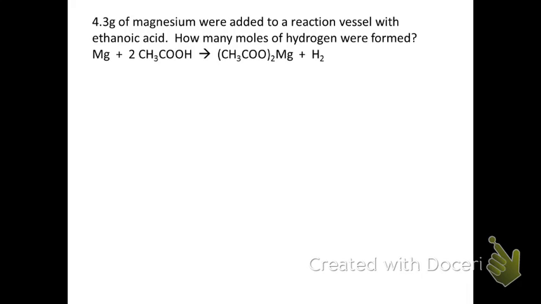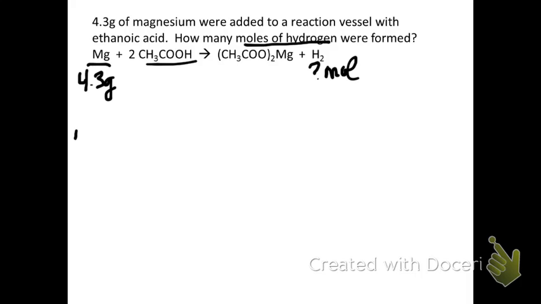So it says right off the bat, I have 4.3 grams of magnesium. So under magnesium, I write 4.3 grams. We're added to a reaction vessel with ethanoic acid. So that tells me this thing is ethanoic acid. How many moles of hydrogen are formed? So under hydrogen, I'm going to go, I need to know how many moles of hydrogen I have.